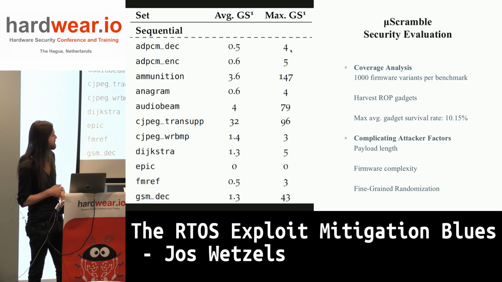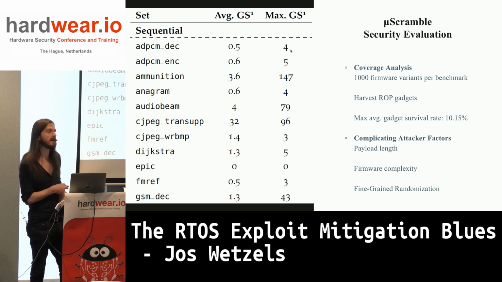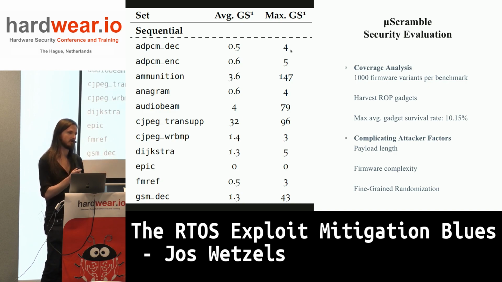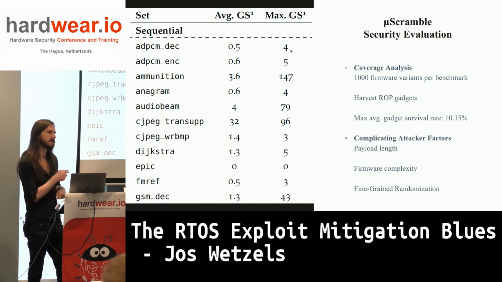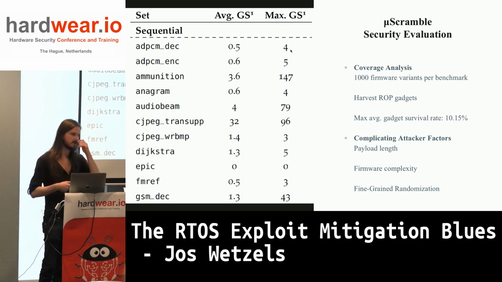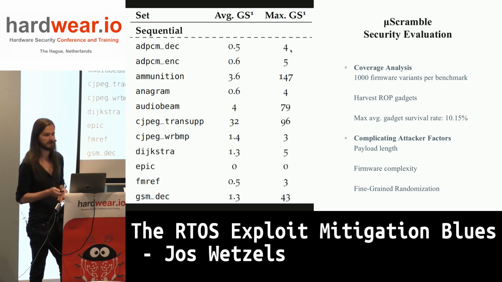The maximum average gadget survival rate I spotted was 10.50%, which is quite good considering that there are complicating attacker factors, such as the payload length. If you need multiple gadgets as part of your ROP chain, you need all of them to scale well, and not all of them might scale equally well. Secondly, firmware complexity factors in. The more complex the firmware, the lower the gadget survival rate, because of the fine-grained randomization nature of micro-Scramble. And this same fine-grained randomization also complicates the actual discovery of any gadget. So if you discover a gadget, you cannot deduce any others, or at least only a very limited subset of the others, based on the one you discovered.